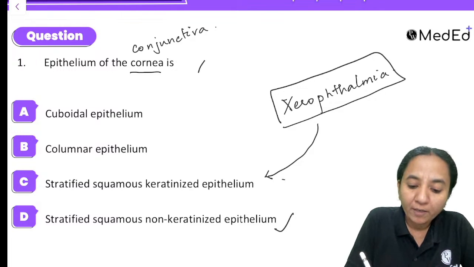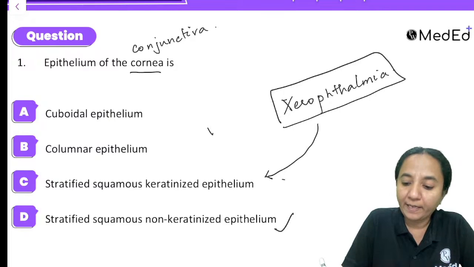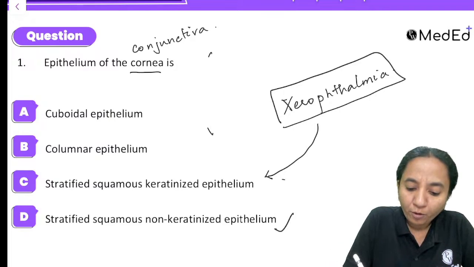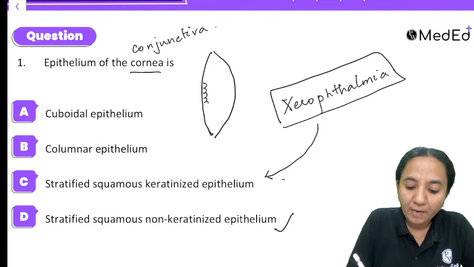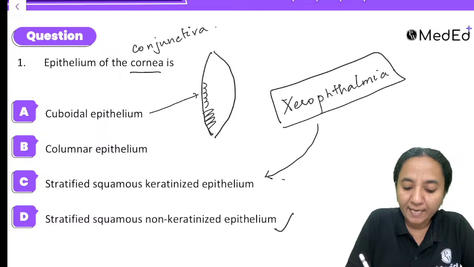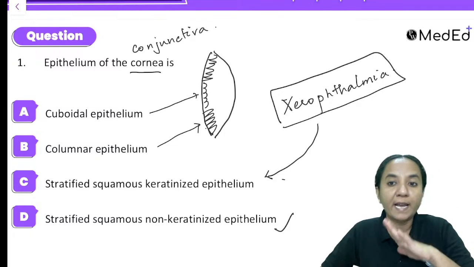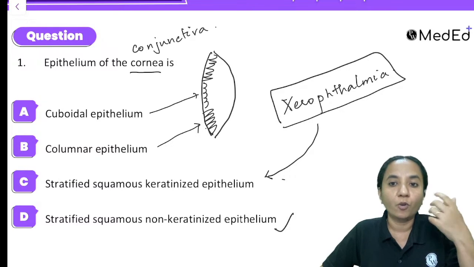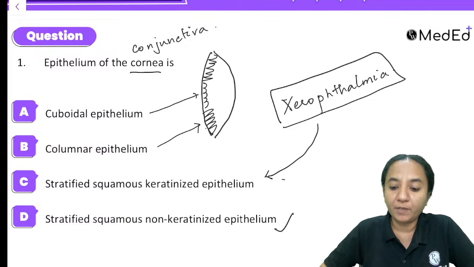And what about cuboidal and columnar? The epithelium of the lens is cuboidal or columnar. We know that the lens has only an anterior epithelium. Please remember that the central part of the epithelium is cuboidal, whereas in the periphery the same cells become elongated and form a columnar epithelium. So this also can come as a one-liner. These are a few important one-liners to remember from here.